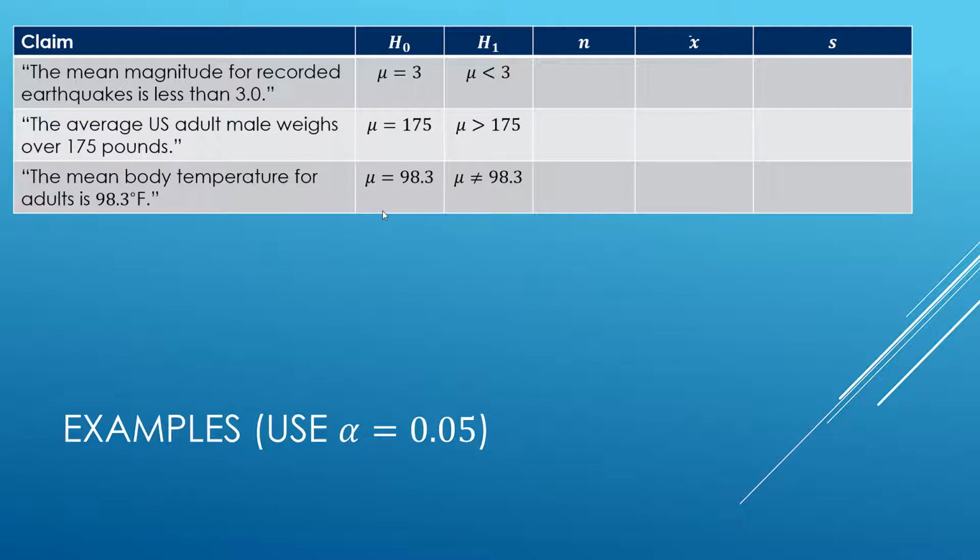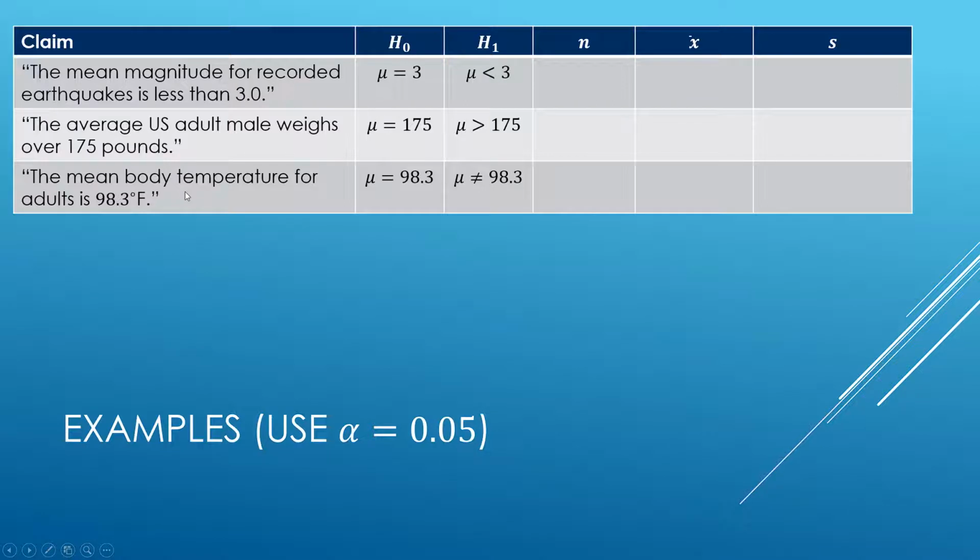Moving forward, the alternate hypothesis should be related to both the null hypothesis and the claim as best as possible. So here we claimed it was less than 3.0, so less than 3. In the second claim, we said that the male weighs over 175, so the alternate hypothesis was greater than 175.